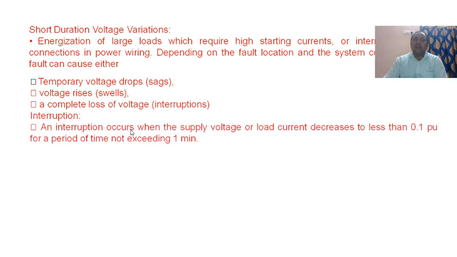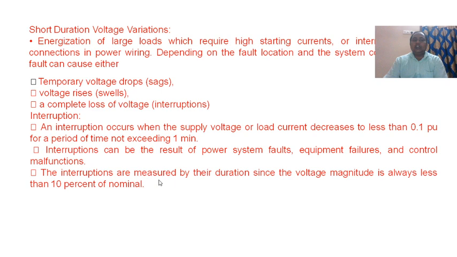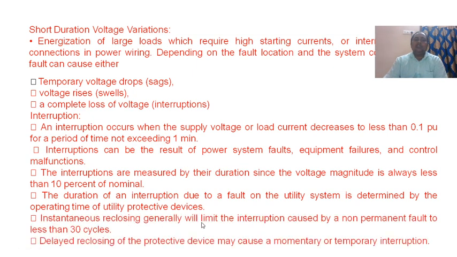Interruption. An interruption occurs when the supply voltage or load current decreases to less than 0.1 per unit for a period of time not exceeding 1 minute. Interruptions can be the result of power system faults, equipment failures, and control malfunctions. Interruptions are measured by their duration. Since the voltage magnitude is always less than 10% of nominal, the duration of an interruption due to a fault on the utility system is determined by the operating time of utility protective devices. Instantaneous reclosing generally will limit the interruption caused by a non-permanent fault to less than 30 cycles. Delayed reclosing of the protective device may cause a momentary or temporary interruption.